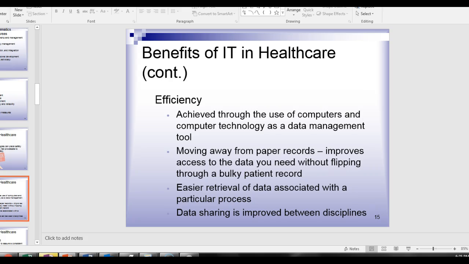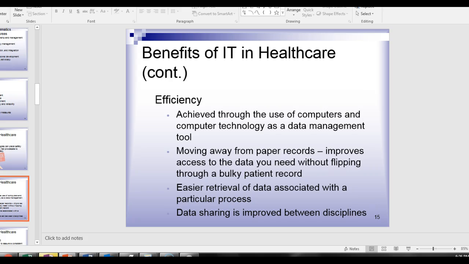Efficiency. It's achieved through the use of computers and computer technology. Now, some of you might argue that you move slower using the computers, and that definitely doesn't make things feel efficient. But in terms of data, in terms of information exchange, it really is faster. And also, you know, your place hasn't done a good job in training you properly if it's slowing you down, because eventually it should be faster than the paper charting that you're using, if you're using it correctly.